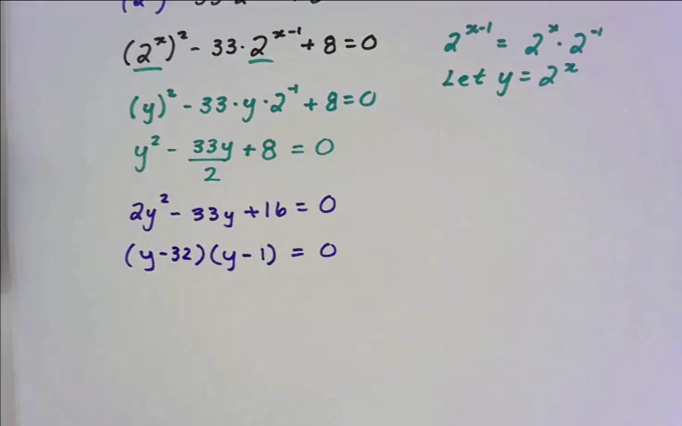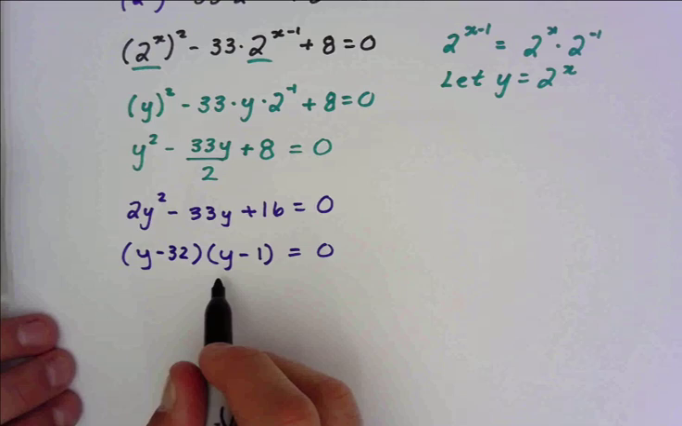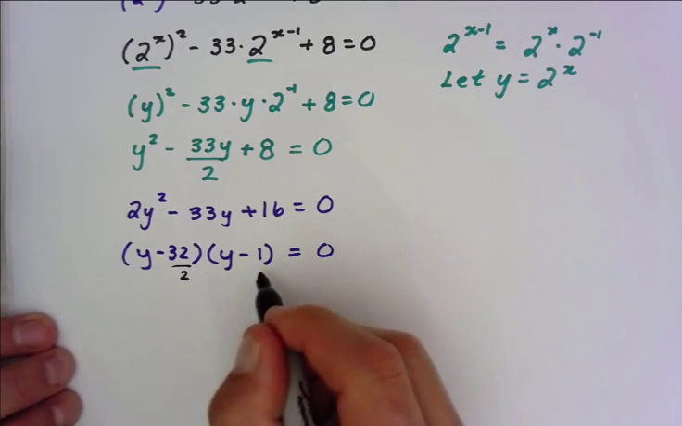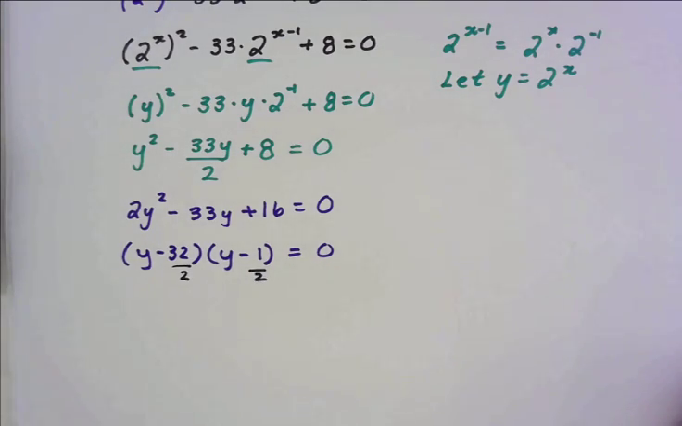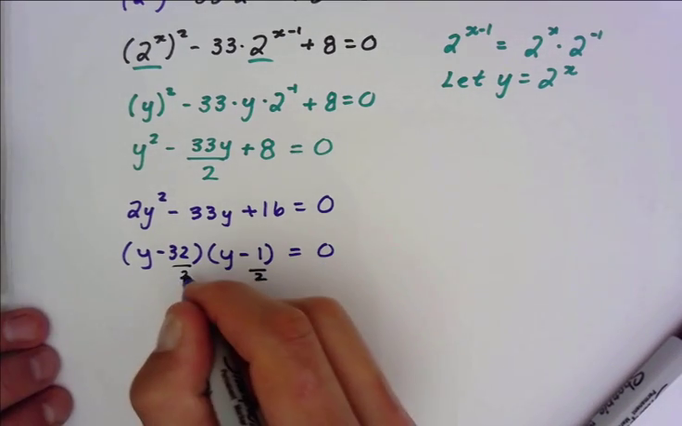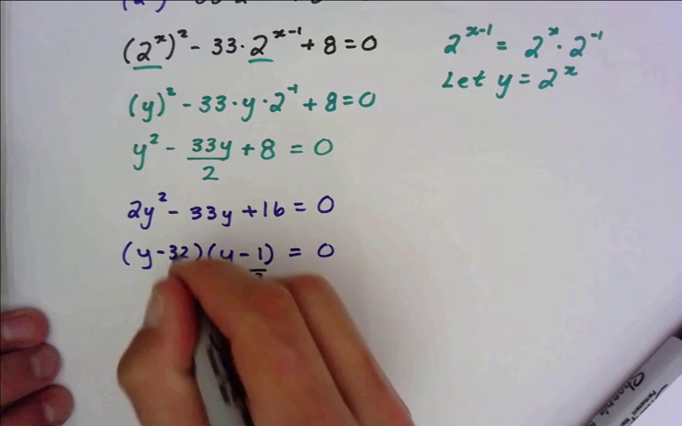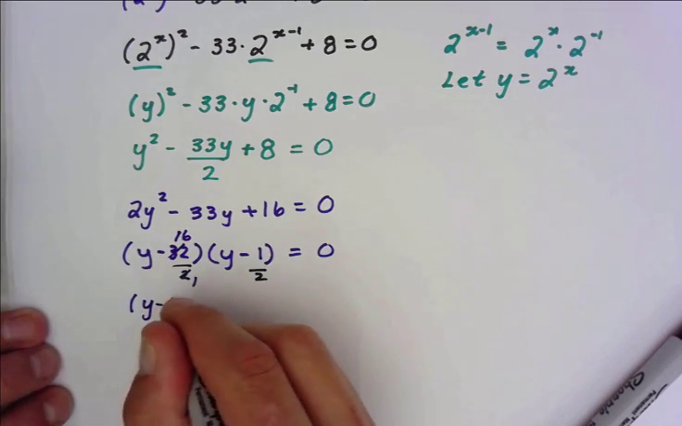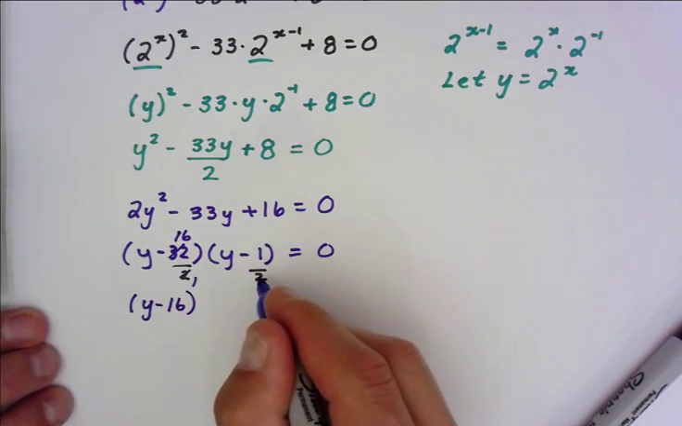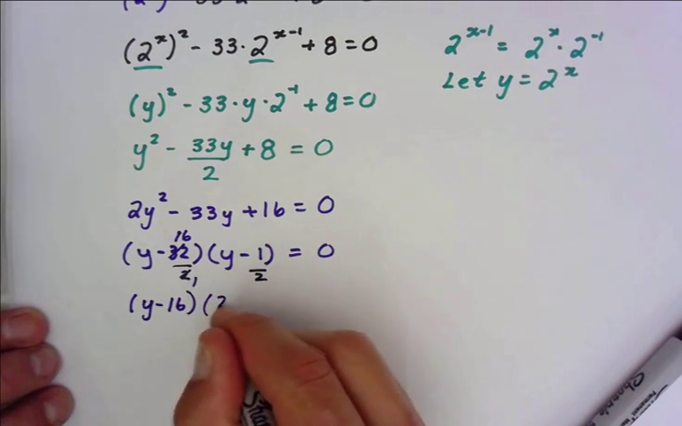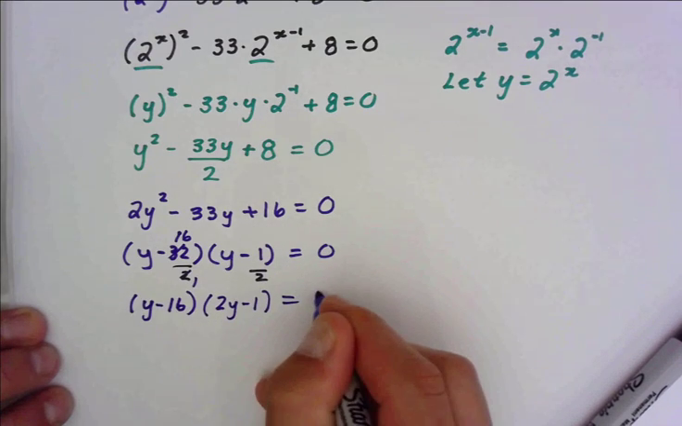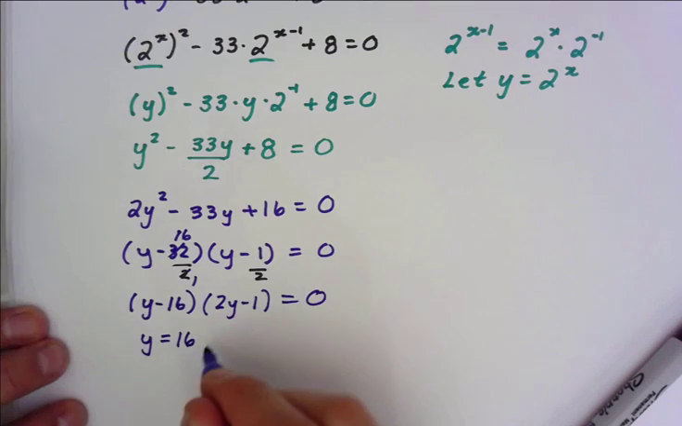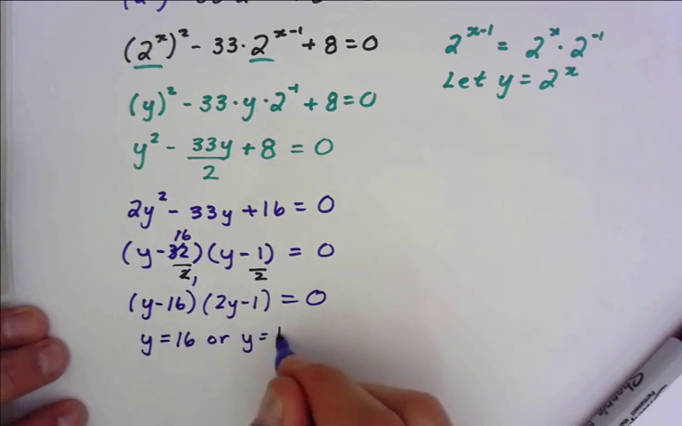If we multiply y times y, we get y squared, and we haven't accounted for the 2, so I'll divide by 2. I can't remember what that method is called, but it works. 2 goes into 32 16 times, so I have y minus 16. You cannot simplify 1 over 2, so that's just 2y minus 1 equals 0. So y equals 16, or y equals 1/2.